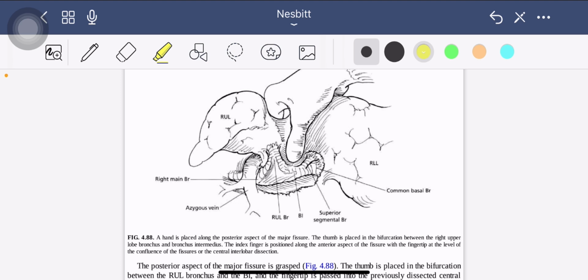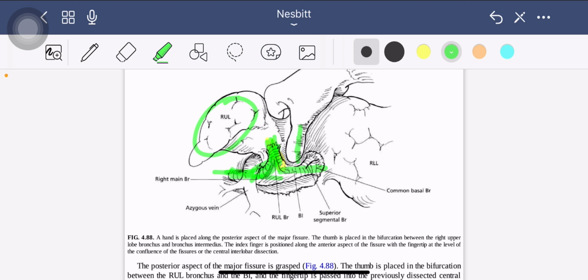Here we can see a hand is placed along the posterior aspect of the major fissure, and the thumb is placed in the bifurcation between the right upper lobe bronchus and the bronchus intermedius. So this is the right upper lobe bronchus and the bronchus intermedius, and the thumb is placed in between, and the index finger along the anterior aspect of the fissure with the fingertip at the level of the confluence of the fissure or the central interlobar dissection.